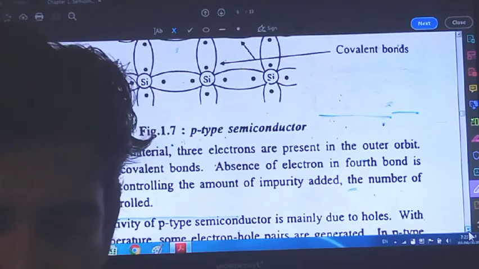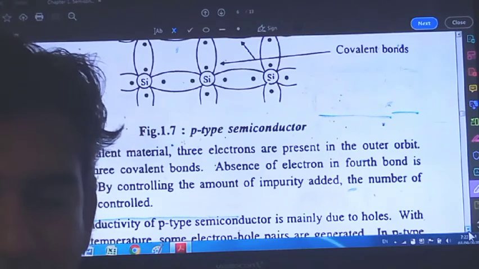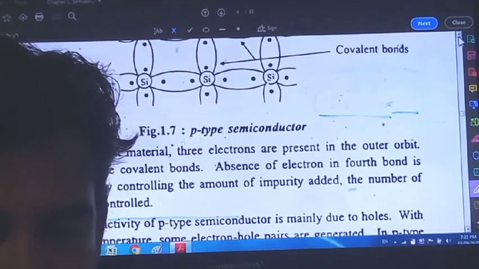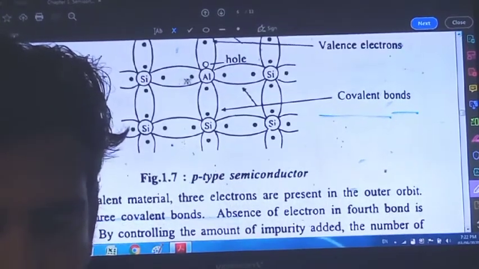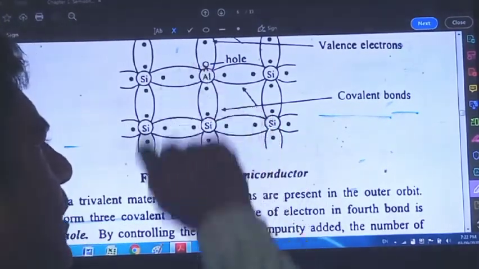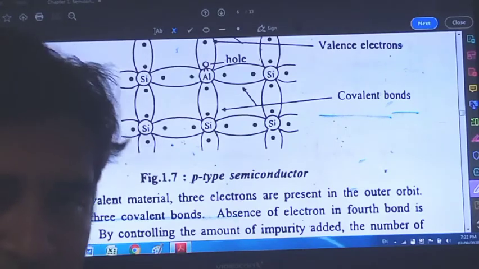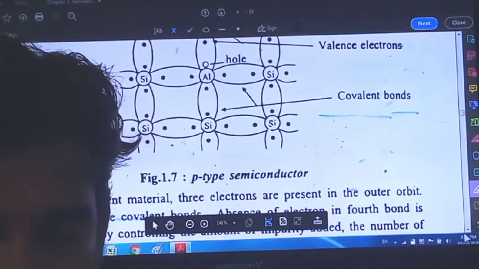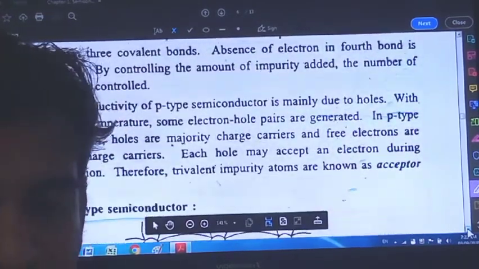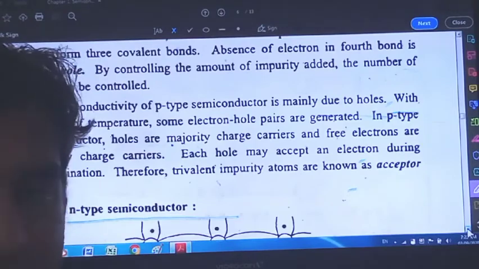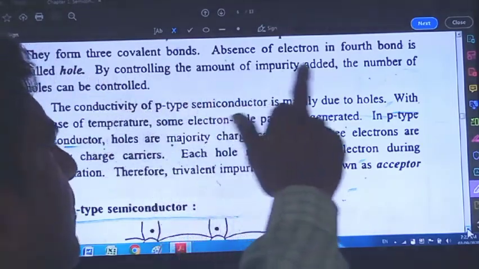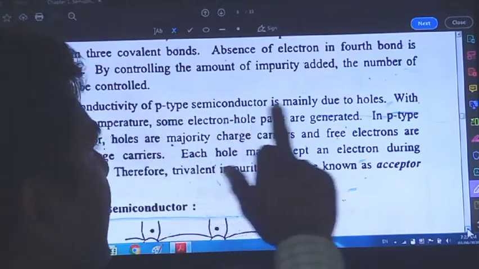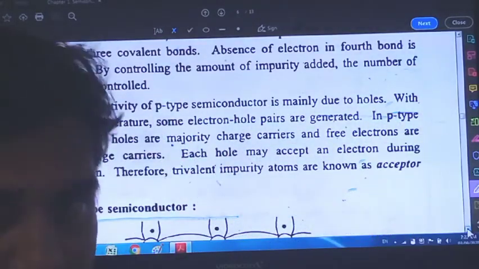The absence of the electron in the 4th bond is called a hole. Here, as I told you, one electron is absent, and that's why the hole is created. By controlling the amount of the impurity added, the number of holes can be controlled. The conductivity of the p-type semiconductor is mainly due to the holes.